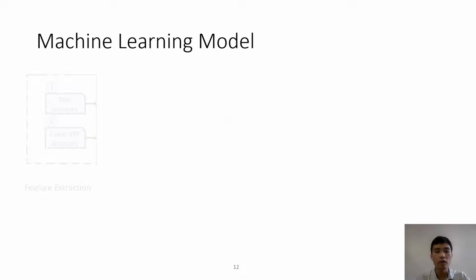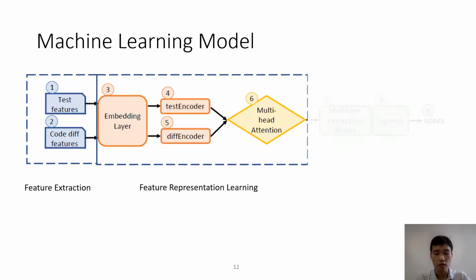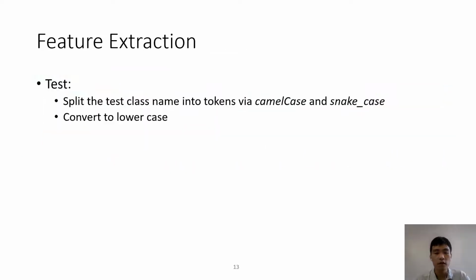Now, let me introduce the architectural overview of our ML-based RTS model. It consists of three stages: feature extraction, feature representation learning, and likelihood prediction. Next, I will introduce the details of feature extraction. We take two steps to pre-process every instance in our training dataset to extract features.